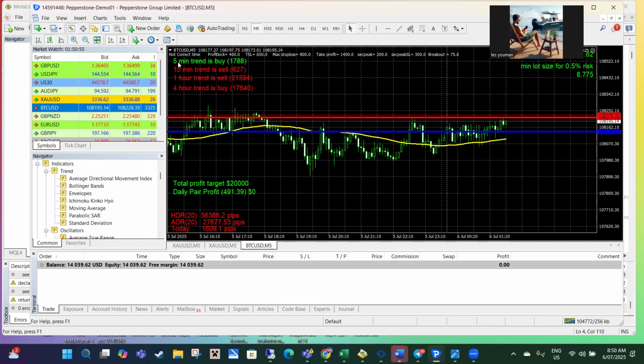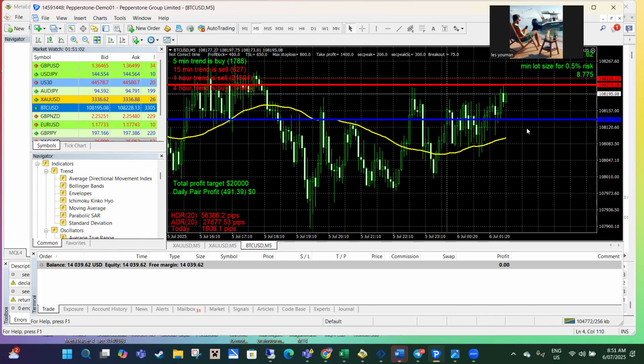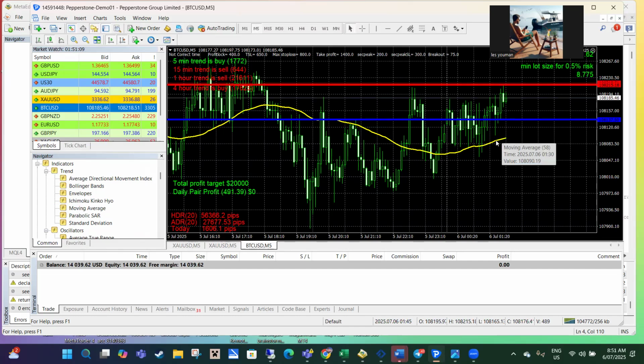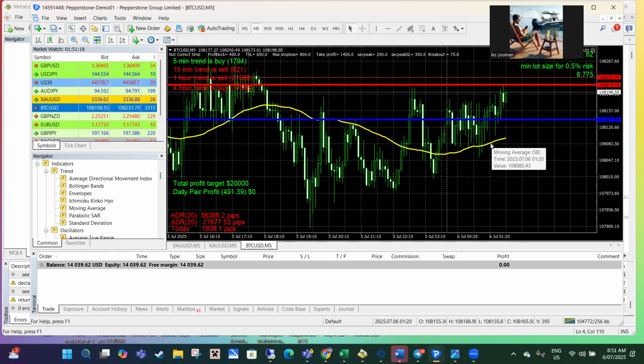So if we have a look on the 5-minute chart, which is what we're on, it's 1789. And so it's showing us how steep this moving average line is. So how steep the current trend is. I haven't really played around with this on Bitcoin yet, but 1789 is how steep that line just there is. And if we have a look at the 15-minute trend, it's just got 624 in there.